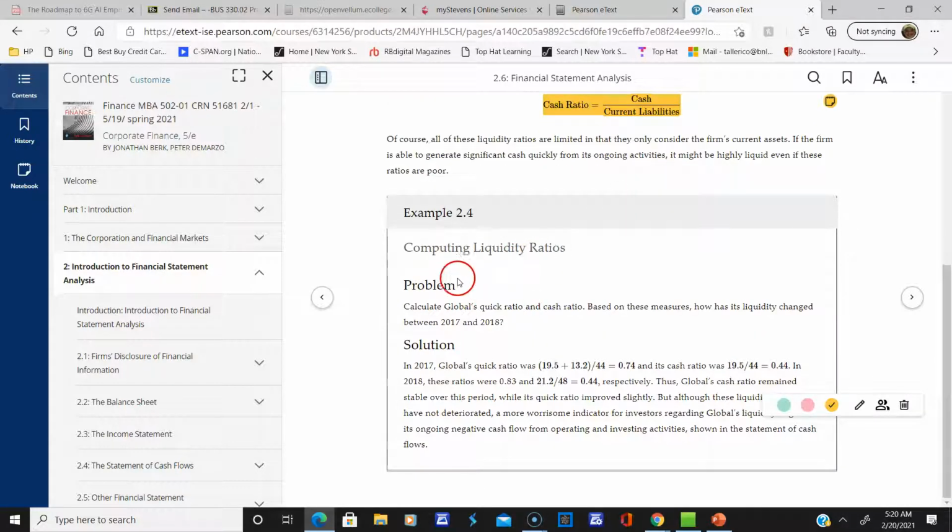All right, so there's a nice example here you can go over, right? Calculating Global's quick ratio and cash ratio here. Just plug in the numbers and make sure you understand where they come from. That's all.